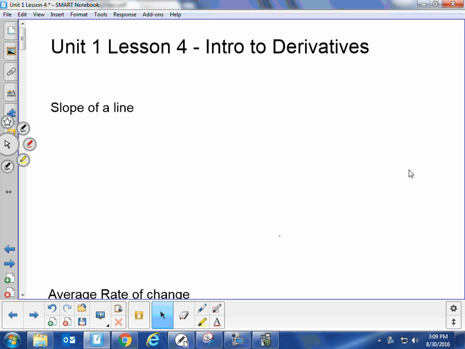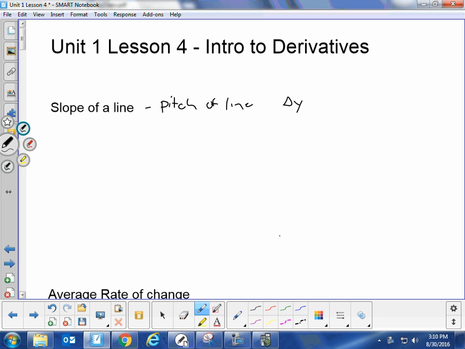We're going to start with slopes of lines with this lesson, this intro to derivatives. You guys have been talking about slopes of lines since algebra. Okay, we know slope of a line is like the pitch of a line. We say it's the change in the y values between 2 points divided by the change in the x's. You use the formula y2 minus y1 over x2 minus x1.